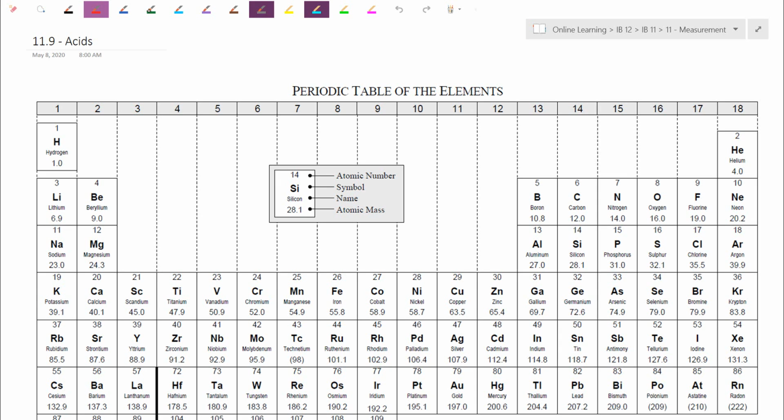Morning, everyone. So yesterday we started looking at ionic nomenclature, the naming of ionic compounds. One good way of recognizing the compound itself to be ionic.